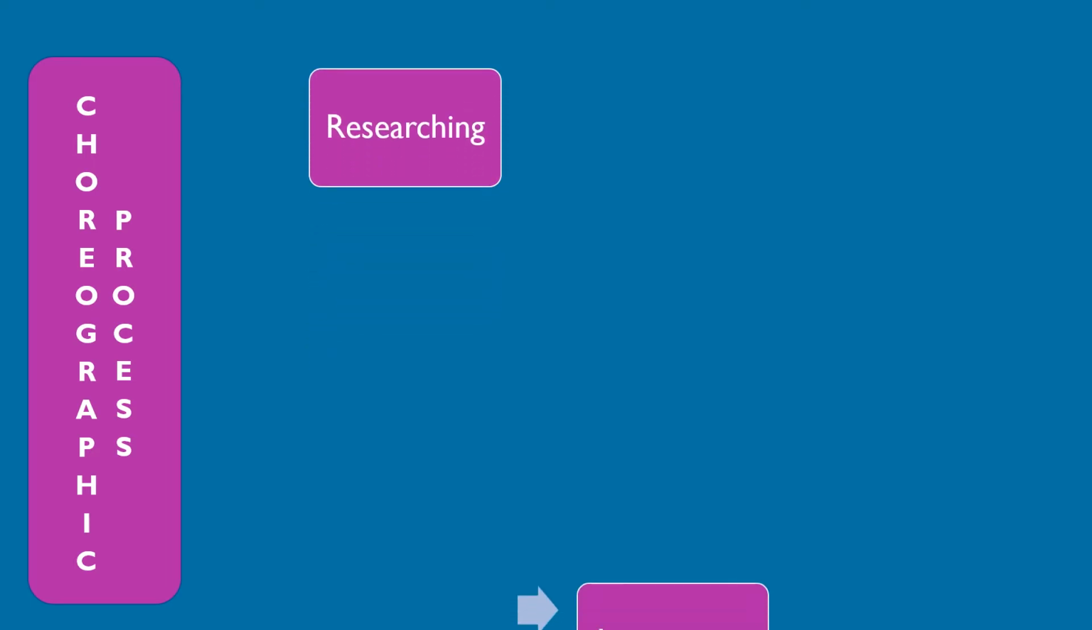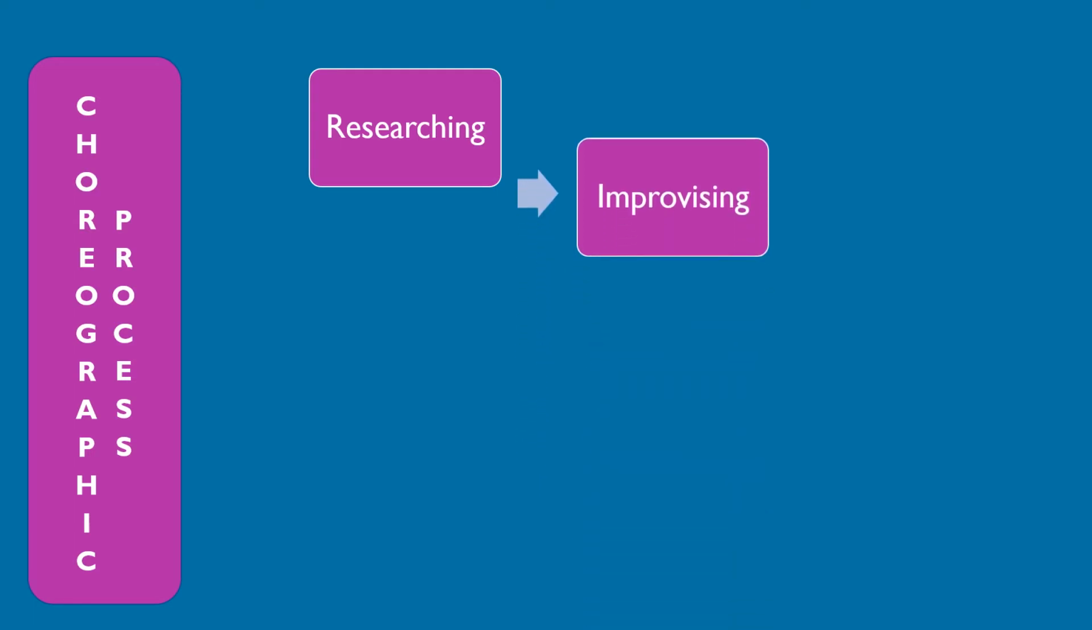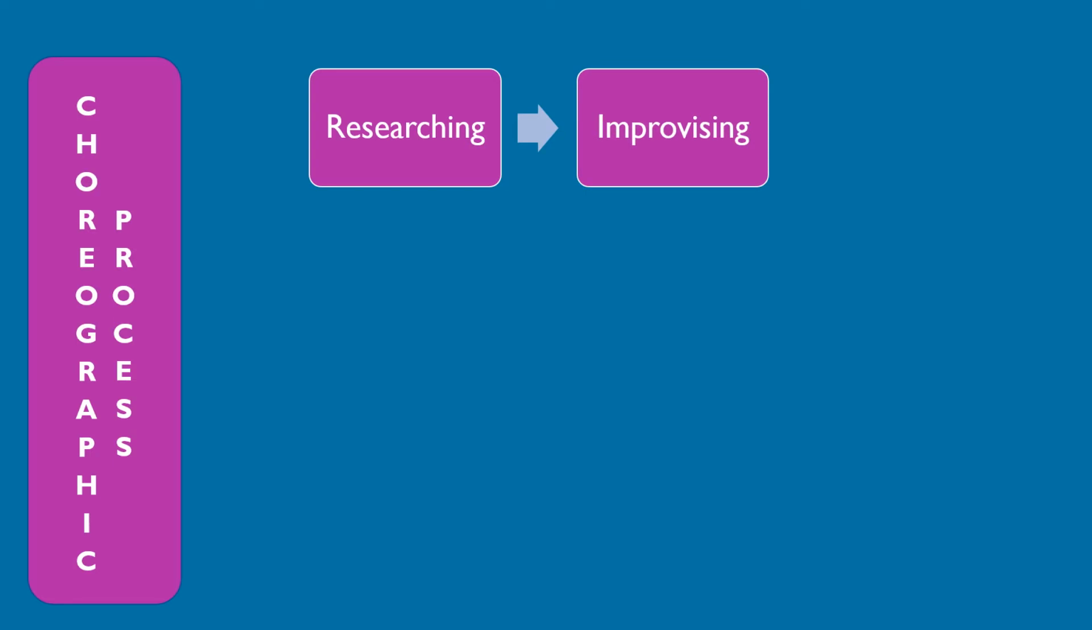Okay, the choreographic process, of course, starts with researching. That's where you're investigating, a systematic investigation into a topic or a stimulus. Then you'll be improvising around that topic. Improvising is where it's a subconscious thought, so you're not planning any movement. You are simply moving around your research or your stimulus.